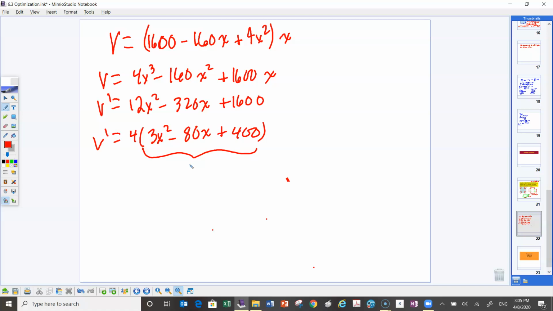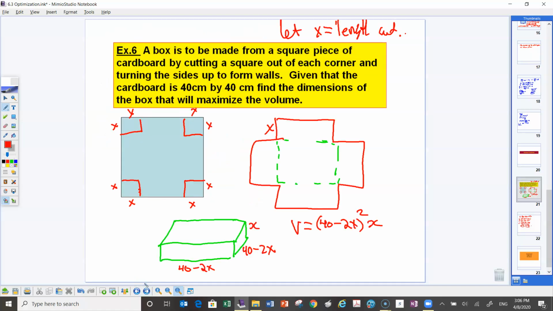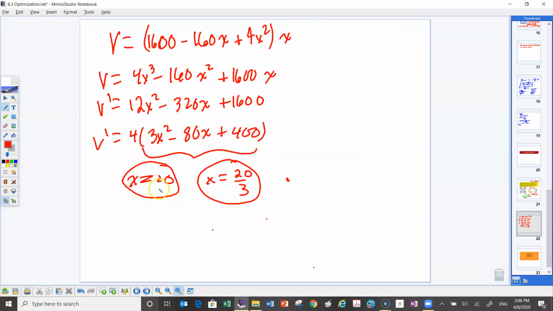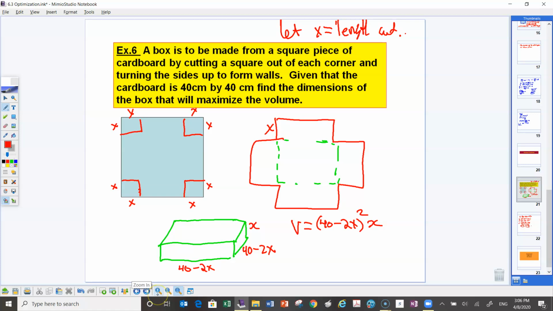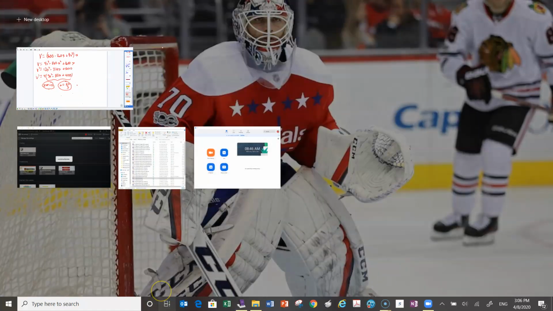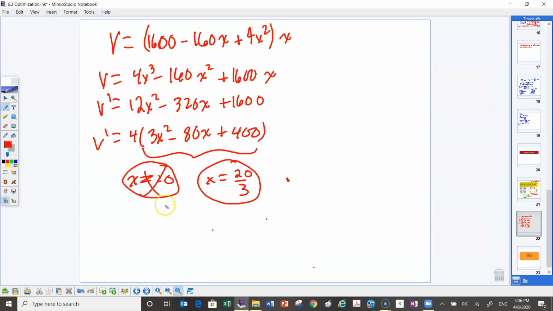And if I figure out two possible answers, I get x can either be 20 or x could be 20 over 3. So those are the two answers. Now you might be fooled to thinking because these are both positive, they're both acceptable. But if you look back at the question, x is the length of the cut. Well, if I have 40 to start with and I cut 20 off of each side, I'm not going to have a side left. So this guy is too big.